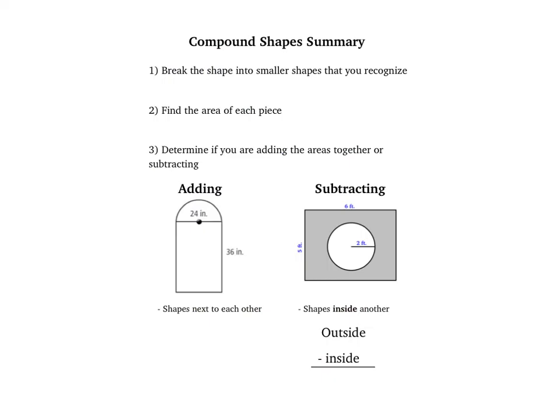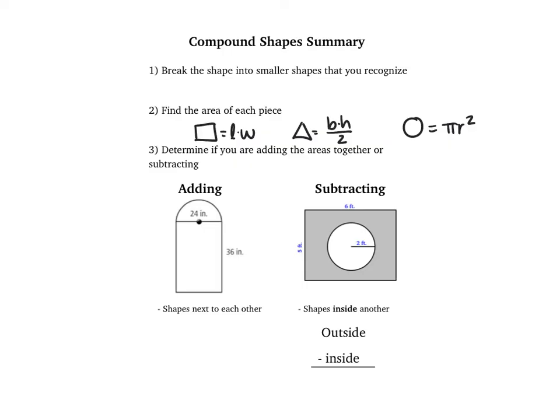So just in summary, whenever you have compound shapes, you're going to want to break them down into the smaller shapes that you recognize. So it'll be some combination of rectangles, triangles, circles, or parts of circles. From there, you're going to find the area of each piece. The pieces that you'll need: a rectangle is length times width, a triangle is base times height divided by 2, and then, of course, the new ones that we've been working on, circles, are pi r squared.